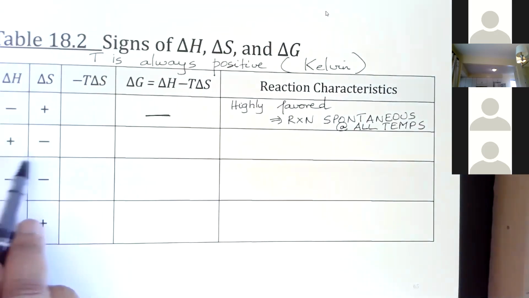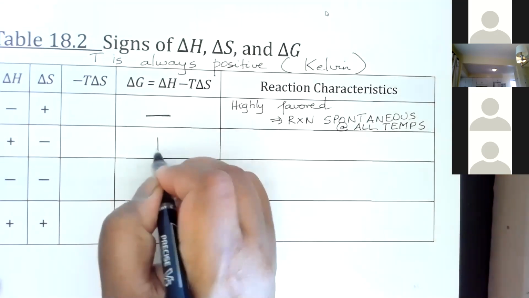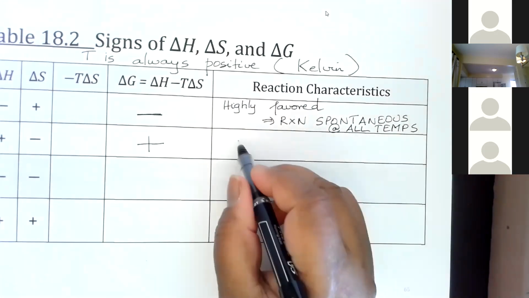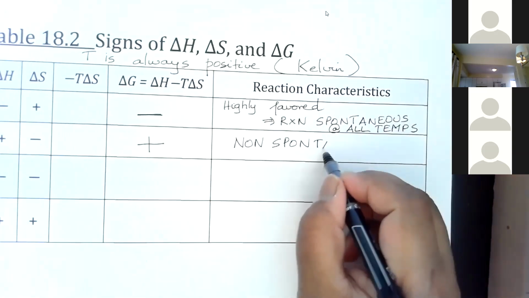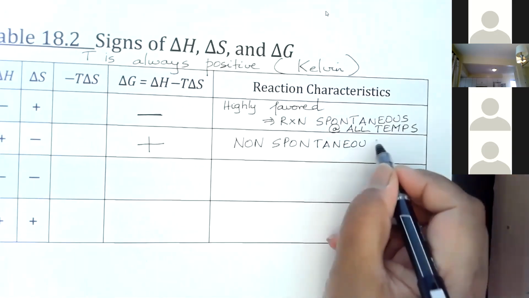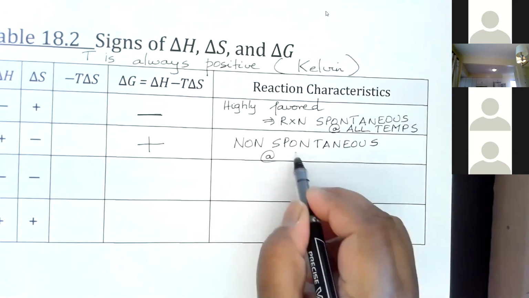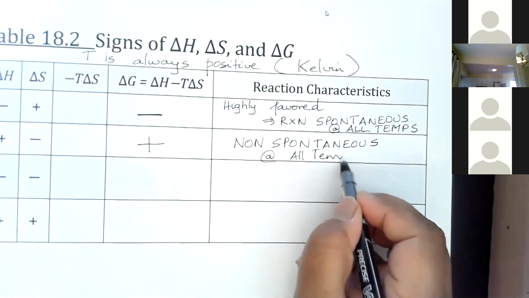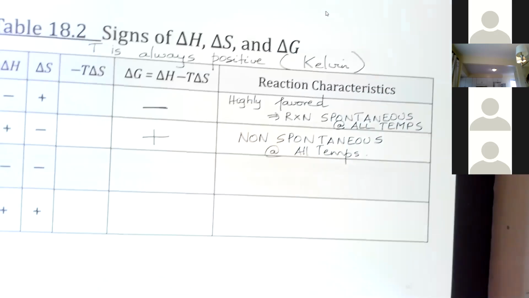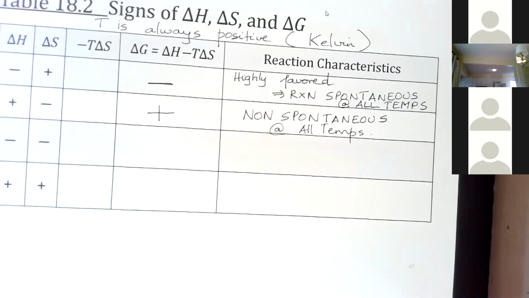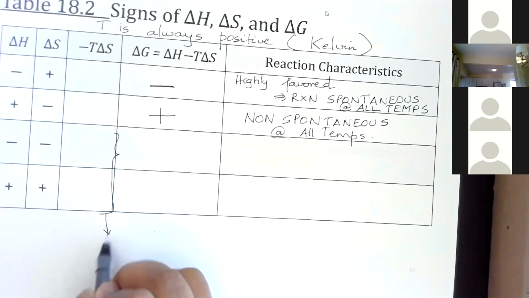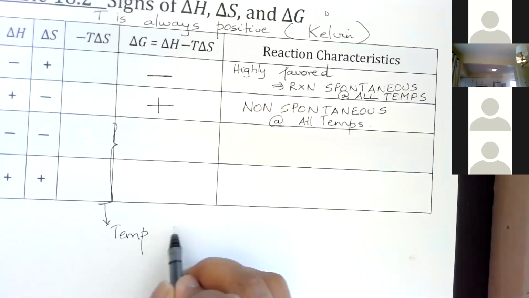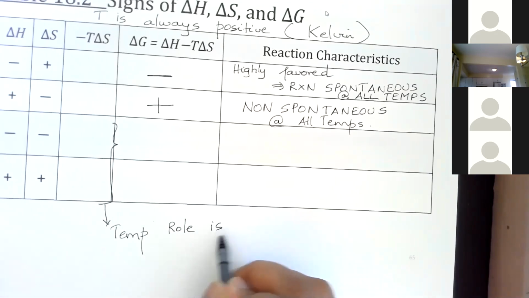Now this is a bad scenario. Delta G, no matter what you do, will make the reaction non-spontaneous, no matter how low the temperature is, even at 0 Kelvin. Okay. Negative and negative. So here is where temperature plays a part. Temperature role is vital.